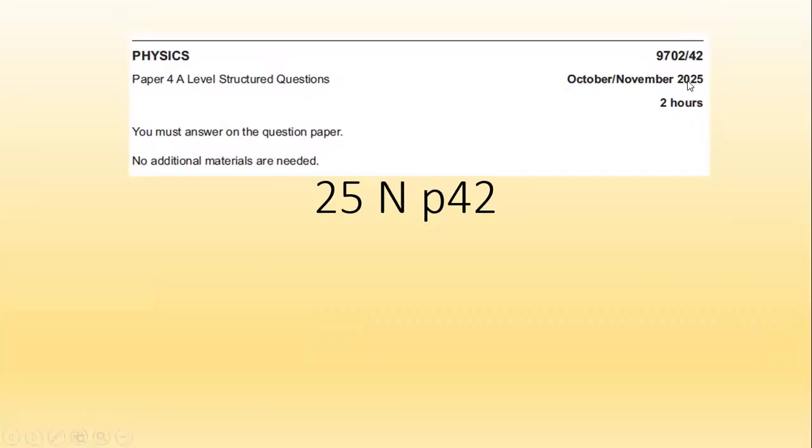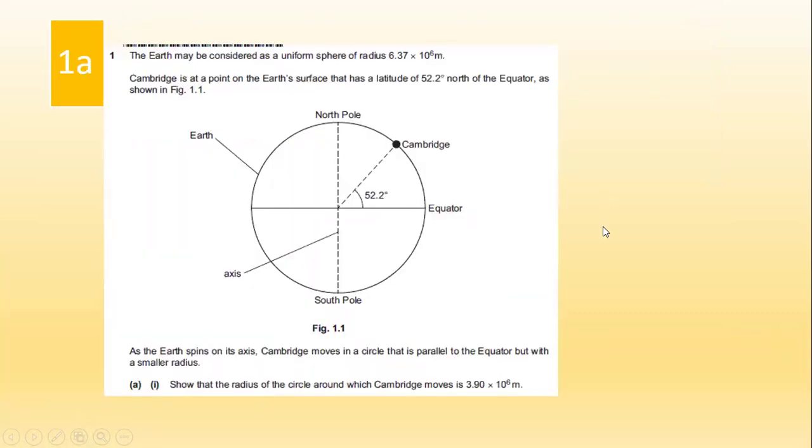Okay, October, November 2025, paper 42, 2 hours. The Earth may be considered as a uniform sphere of radius 6.37 times 10 to the power 6 meter. Cambridge is at a point on Earth surface that has a latitude of 52 degrees north of the equator, as shown in figure 1.1.